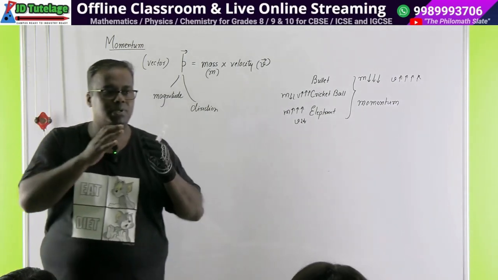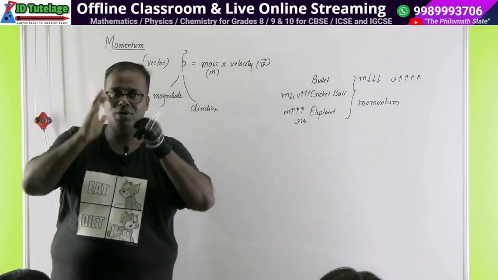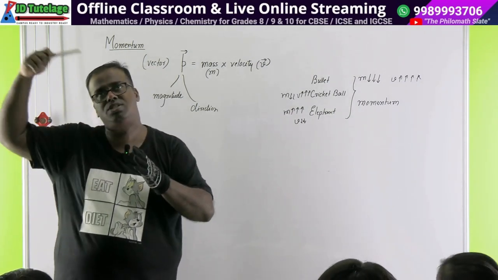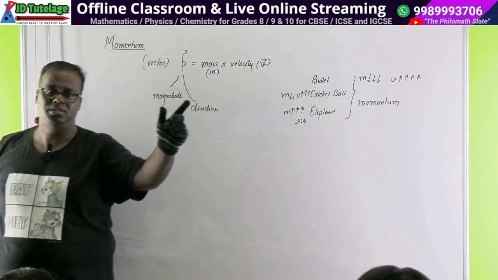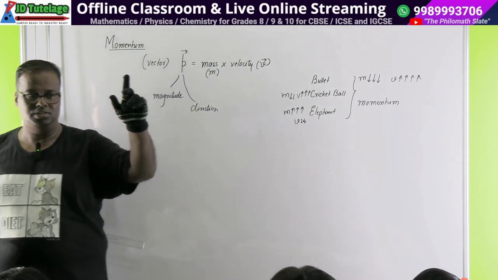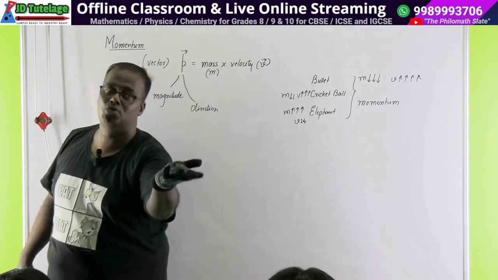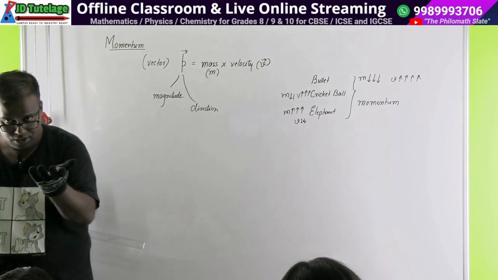What is the name of the chapter? Laws of motion. Chapter studies about what? Keep that thing always in your mind. The chapter studies about what? Motion, though we studied in first chapter also. What did we not study in chapter 1 about motion? Why the motion happens? By now you have got some idea why the motion happens. Why do I move?